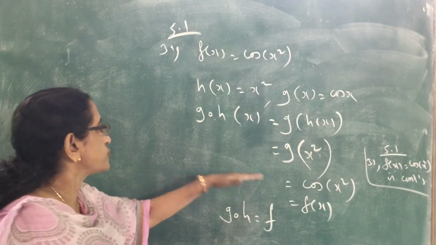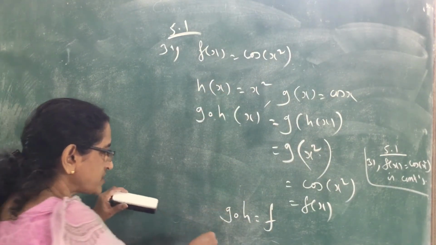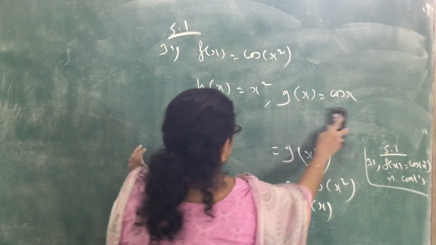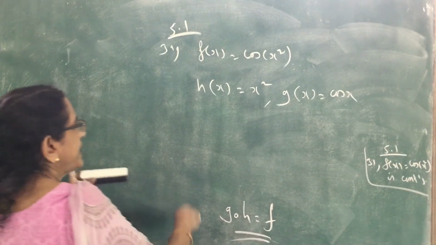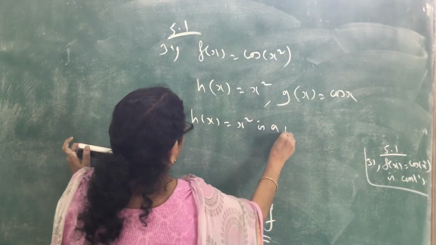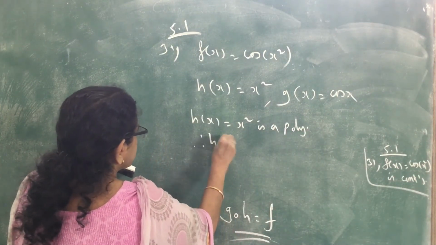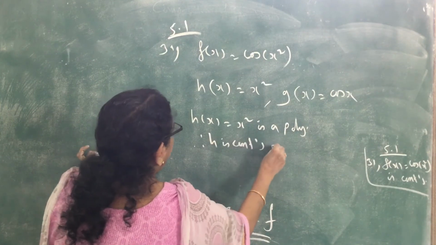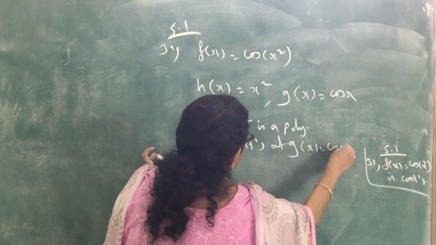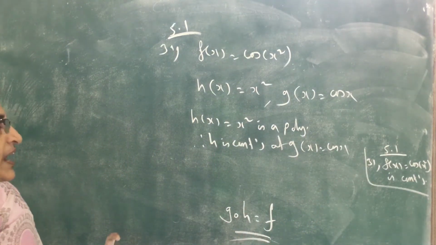So after this, writing this much, we have to write. So we got g composite h equal to f. Now we will write: h of x equal to x square is a polynomial function. Therefore h is continuous. And g of x equal to cos x is a trigonometric function. We have proved sin x, cos x are continuous functions.